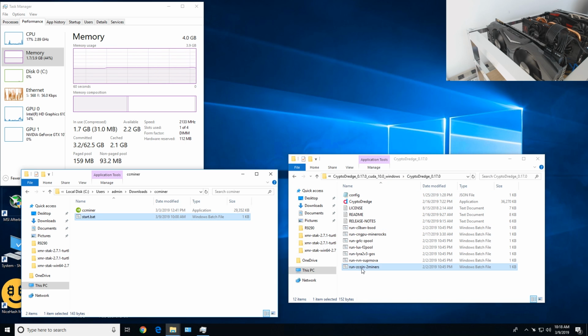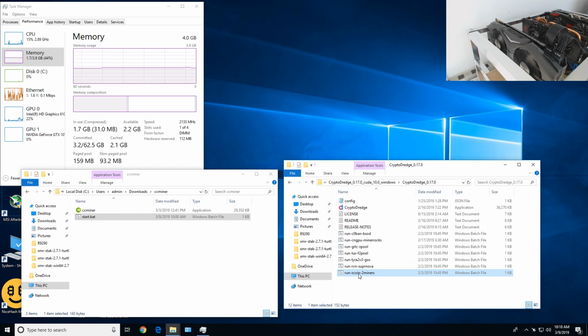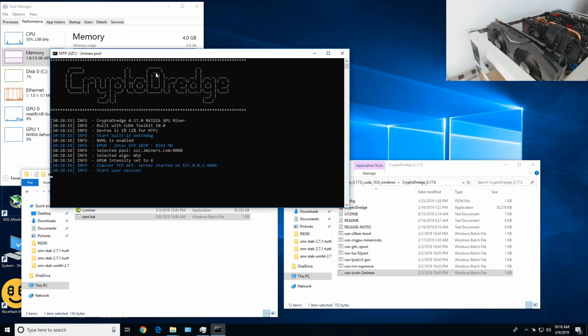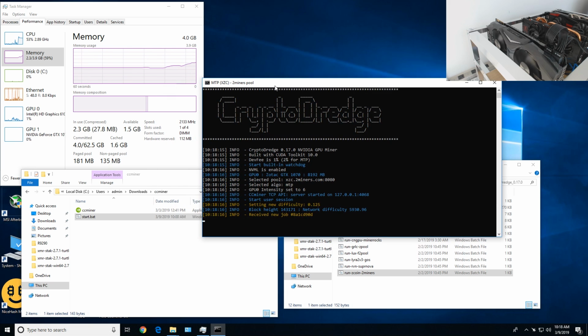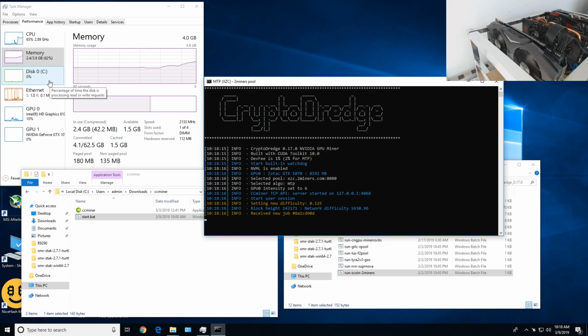Again, I'll try another software, and that's for Zcoin. This is the Crypto Dredge miner. And you can see it starts up, the RAM goes up, the CPU goes up, but I don't have enough RAM. It's not going fully max though, which is strange, but I think that's because I need at least 8 gigabytes of RAM, not 4 gigabytes. Yeah, so I just want to talk about that, guys.